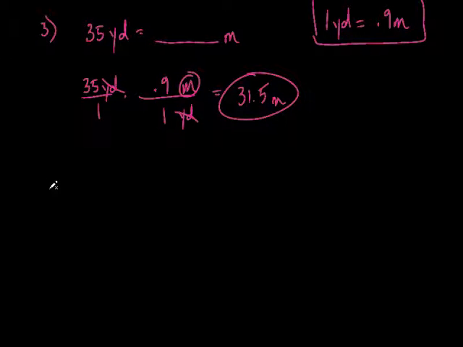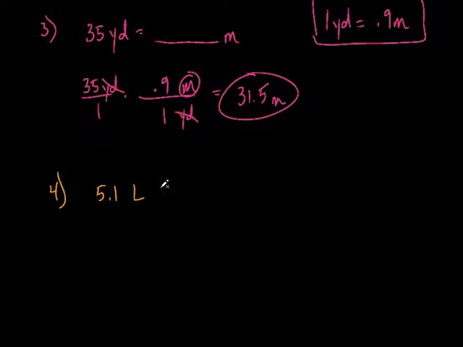All right, and there we go. That's how you do it. Let's do number 4. 5.1 liters. Now this book uses a capital L. Usually when I do liters, I would do a lowercase, cursive looking L, but they use a capital L, so we'll stay with what they do.